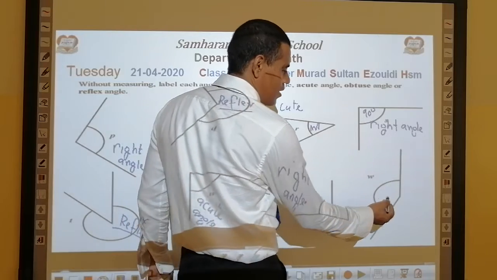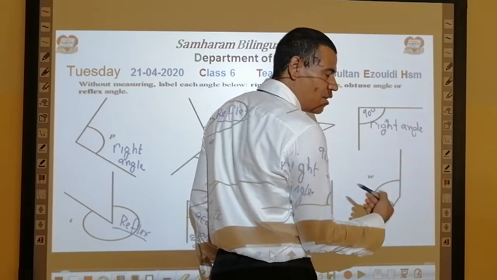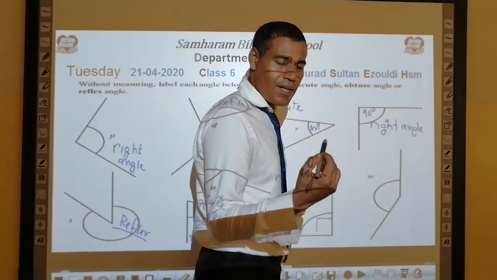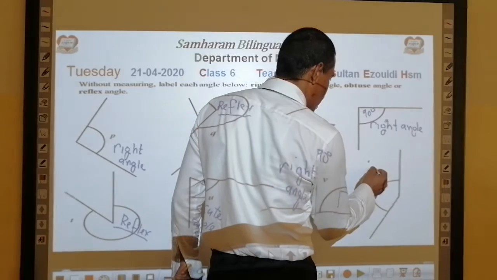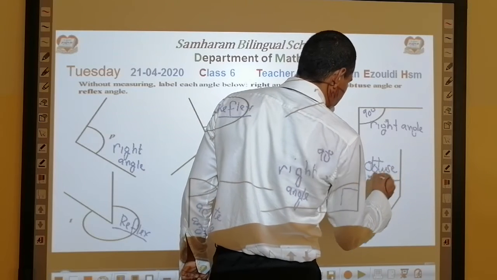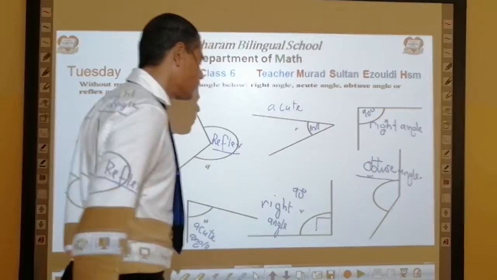And this one is clear, it never exceeds 180 and is never equal to 90 degrees. More than 90 and less than 180. So it will be an obtuse angle. Of course, an obtuse angle. Okay.